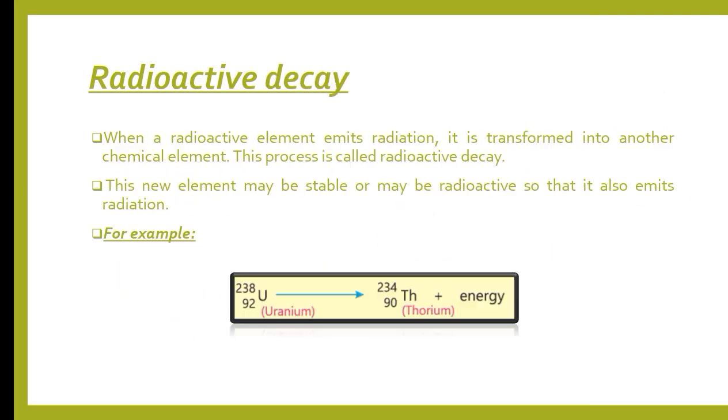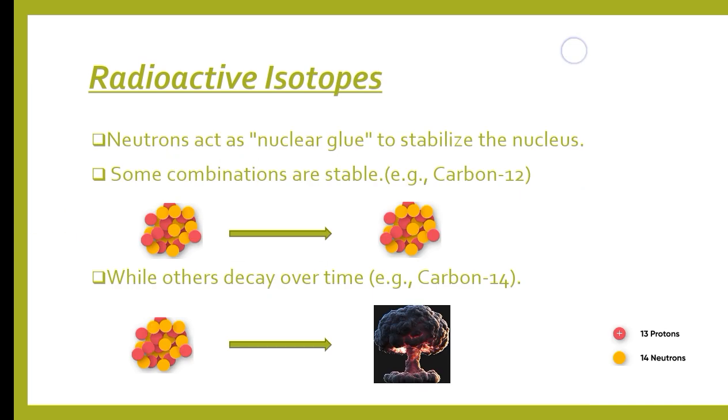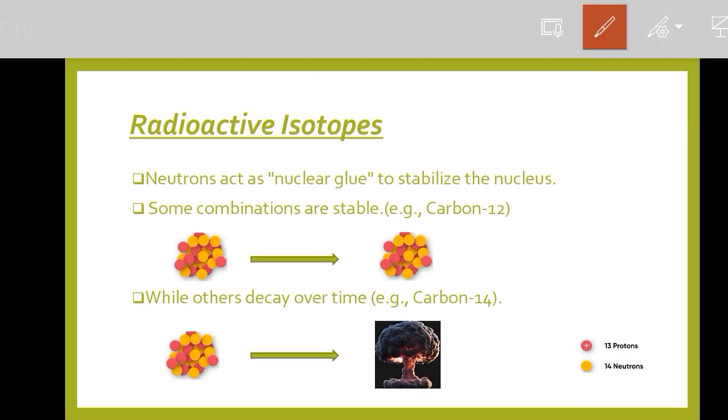What's the chemistry behind radioactive isotopes? Simply, they have an unstable nucleus. How is the nucleus unstable? The main thing that makes them unstable is the neutron. Actually, the neutron is like a nuclear glue that holds the nucleus's subatomic particles. It means they hold the protons and neutrons together to make the nucleus stable.